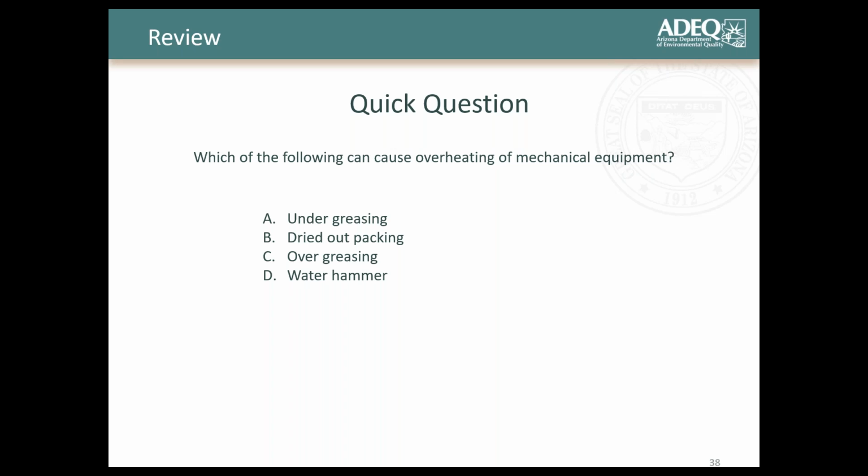I know we didn't cover this, but which of the following can cause overheating of mechanical equipment? A, undergreasing, B, dried out packing, C, overgreasing, or D, water hammer?